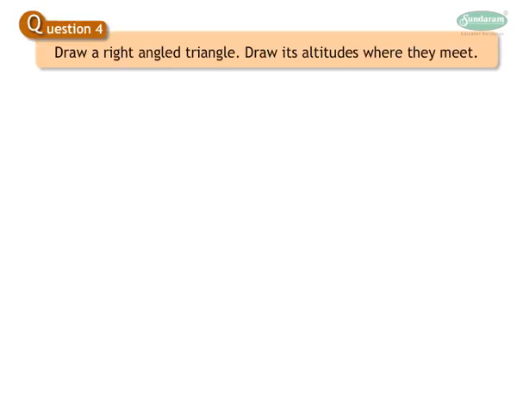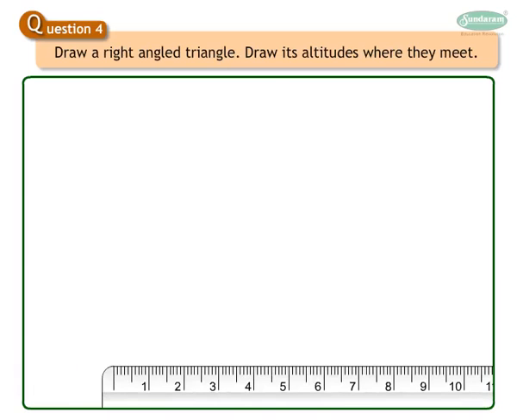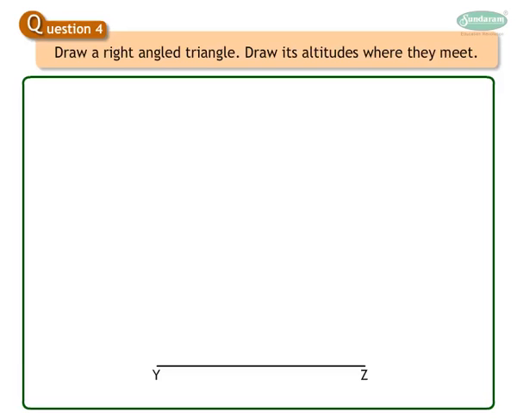Question 4. Draw a right-angled triangle. Draw its altitudes. Where do they meet? Solution. Let us draw a right-angled triangle XYZ in which there is 90 degrees at point Y. Step 1. Draw a line segment YZ horizontally. Step 2. Construct an angle of 90 degrees measure at point Y.